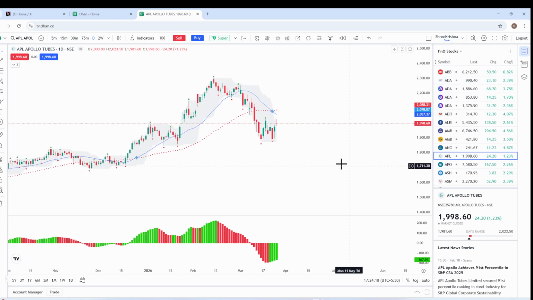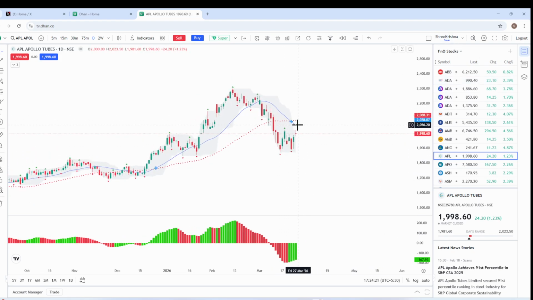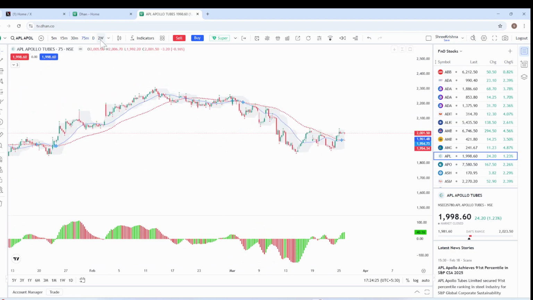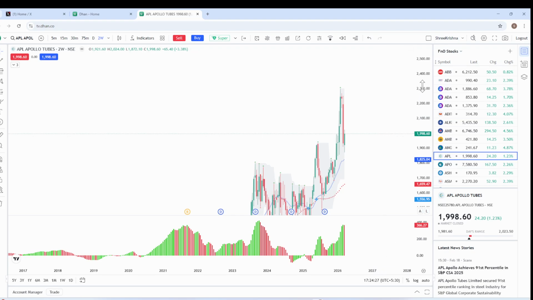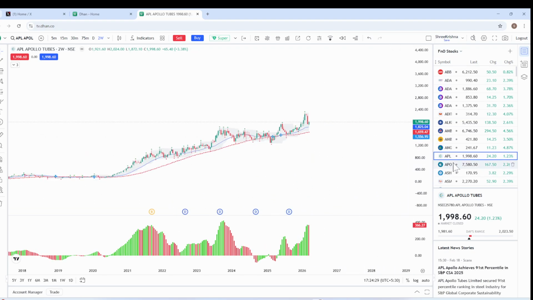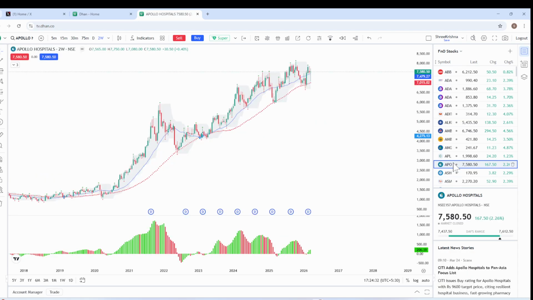So for that you need to wait for this. You can wait for this to close above 50 or on the 75-minute. Yes, wait for this. Don't go simply. It may come down for one more sharp move. This is in chaos. Leave it.